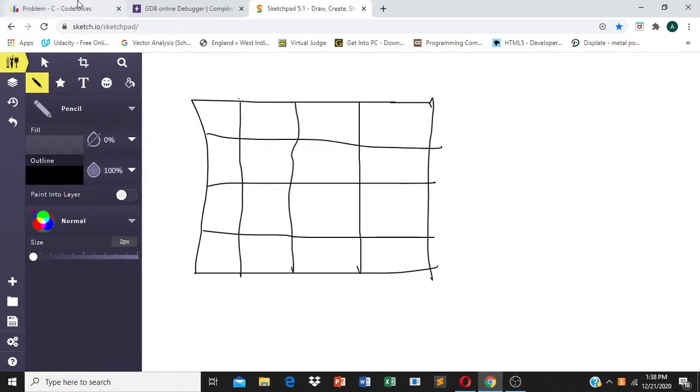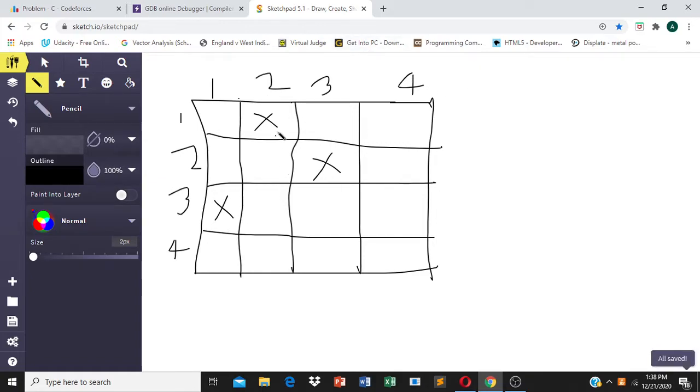Let me give you an example of why this won't always work. Let's say we have a rook here, and we also have a rook here, and we also have a rook here. This is 1, 2, 3, 4, 1, 2, 3, 4. Now you check that.